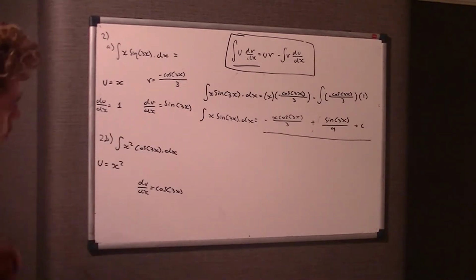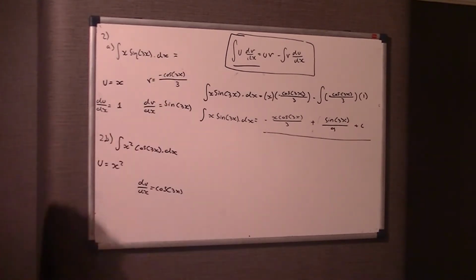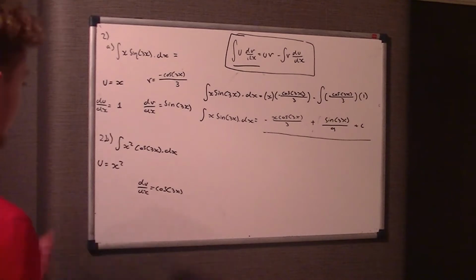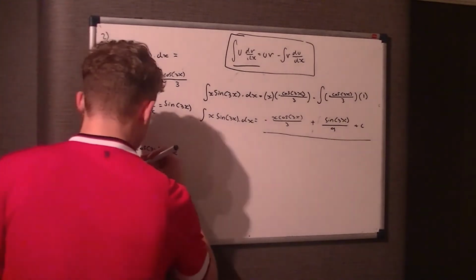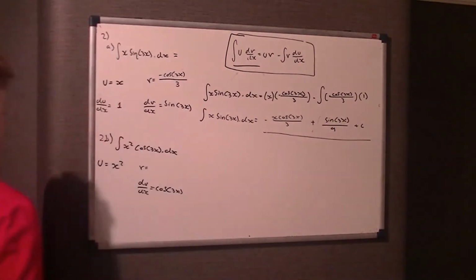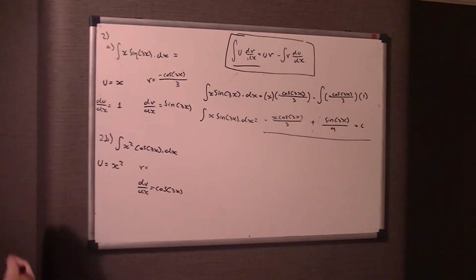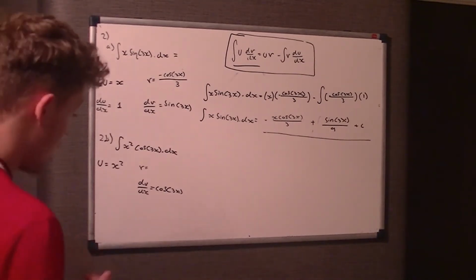Okay, so what else do we need to know in this equation that we don't already have? Well, it's going to be the same things we had to find out in part A. So we had to find out what v was. So therefore v, as we said, dv dx, v is the integral of the differential of v, or v is the integral of dv dx. Now the integral of dv dx is the integral of cos 3x.